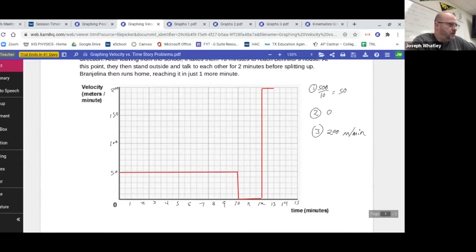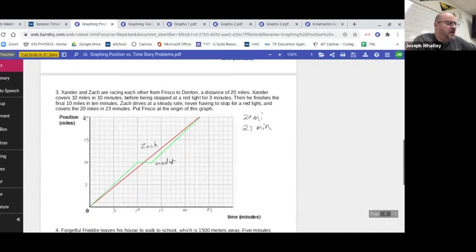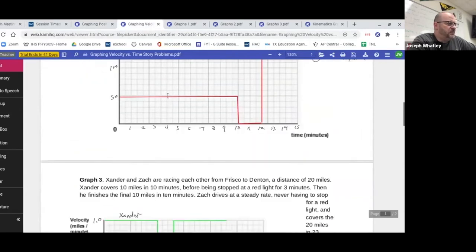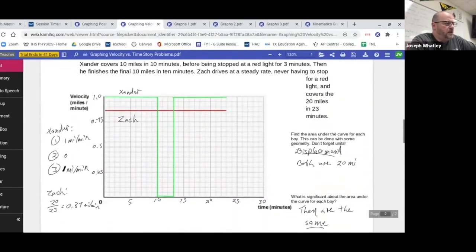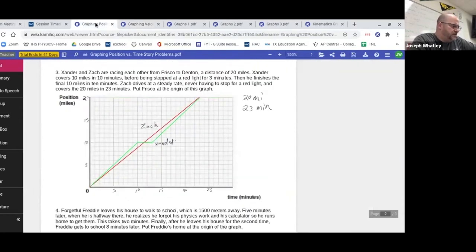All right, so now we're going to go up to graph 3, and I am intentionally moving a little bit fast because I'm not hearing questions and we've got so much more stuff to cover besides this. I just want to make sure that what you had here was on the square, figuratively, not literally. So Xander, I graphed in green. Zach, I graphed in red. This is their position graphs.